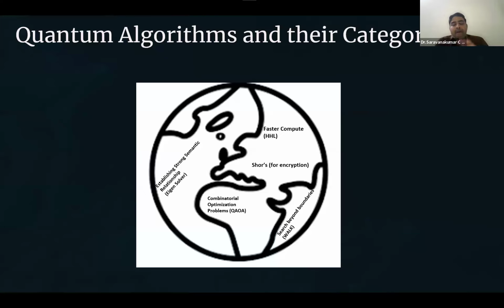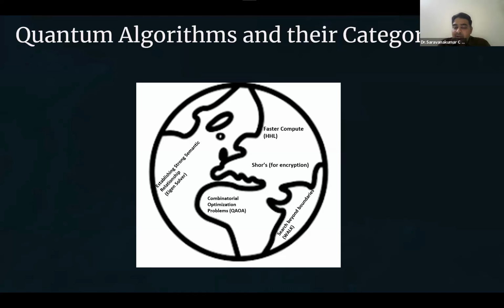This is a small picture. I love this picture. I have created this picture. It is a small globe, where you can see the quantum algorithms. What are all the quantum algorithms fascinating it? There are about 5 main algorithms. If you ask me, okay, Saravanan, we are working on quantum computing and we wanted to use something, what are the different algorithms? This is a composition of different algorithms.